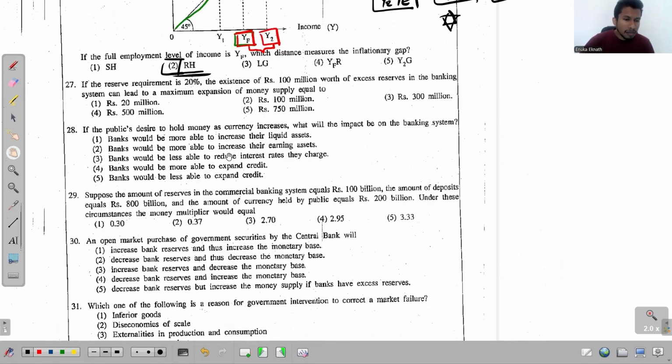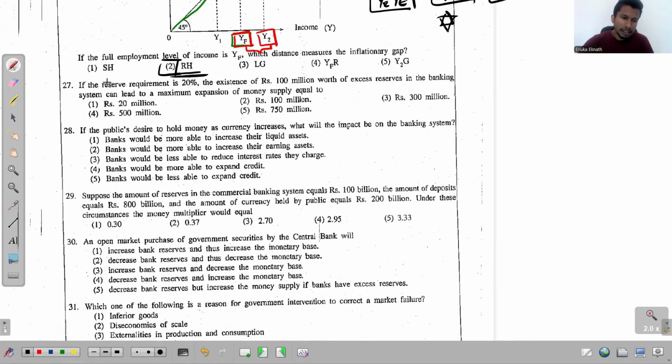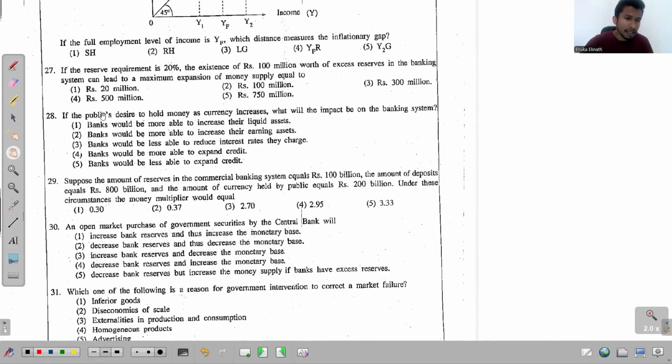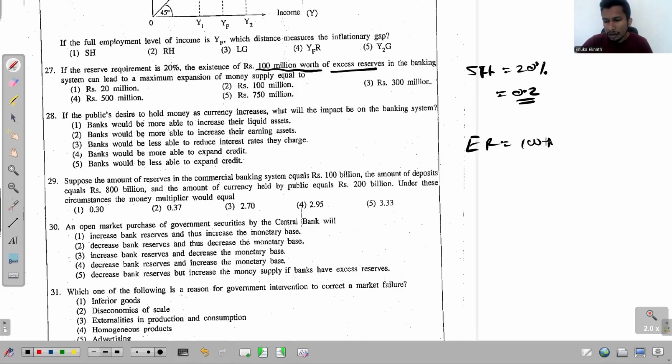Right, come to this question number 27. It says, if the reserve requirement, statutory reserve ratio, is 20%, SRR is 20%, which is equal to 0.2 simply. The existence of 100 million worth of excess reserves. The value of excess reserves is 100 million in the banking system.